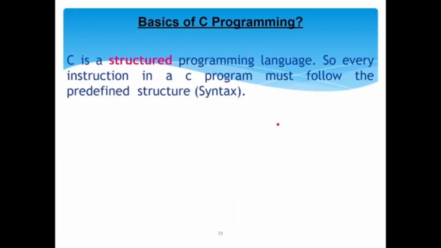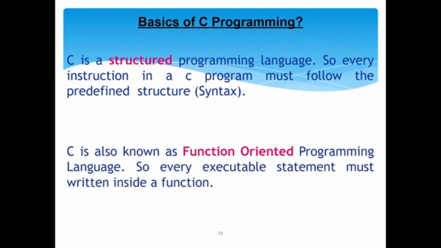Basics of C programming. C is a structured programming language, so every instruction in a C program must follow some predefined structure or syntax. Syntax is nothing but the rule given for a program or for a language. For different languages, we have different syntaxes, and in these sessions, we will be learning the C syntax. Also, C is known as function-oriented programming, where we use a bunch of functions to execute a program, and we can use user-defined functions, where we write our own code to execute a task.